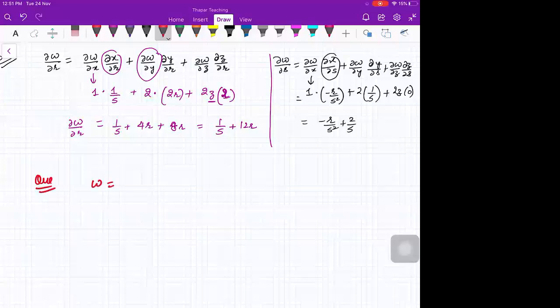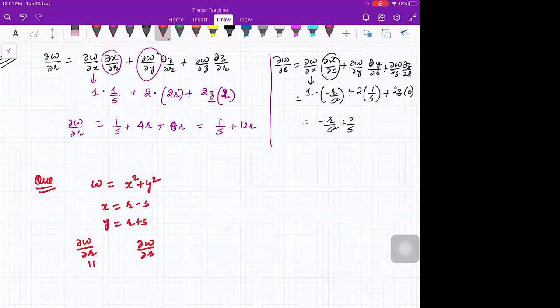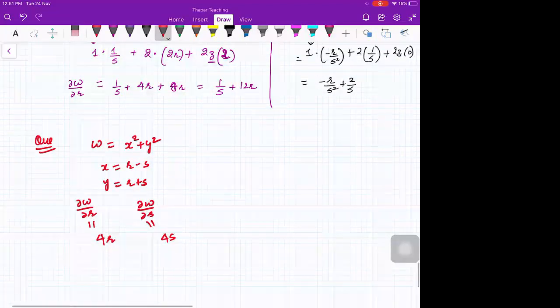You have W is equal to x square plus y square, and x is r minus s, y is r plus s. You can clearly find ∂W/∂r and ∂W/∂s. So you can do it yourself. This is simple, right? This ∂W/∂r will be 4r and ∂W/∂s will be 4s. You can compute it.